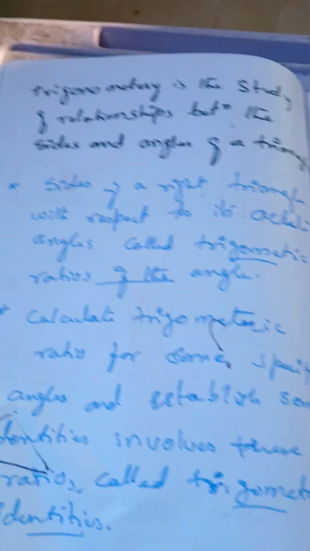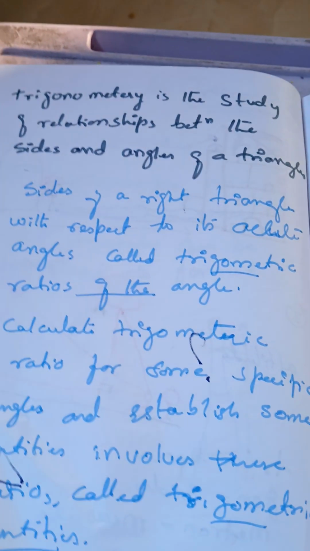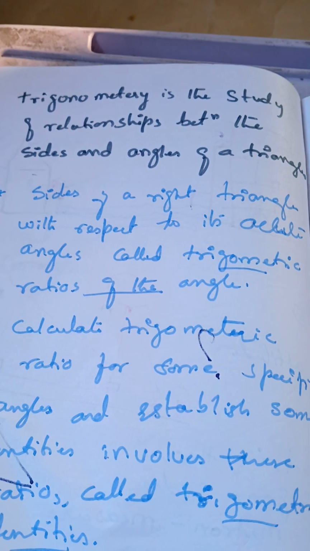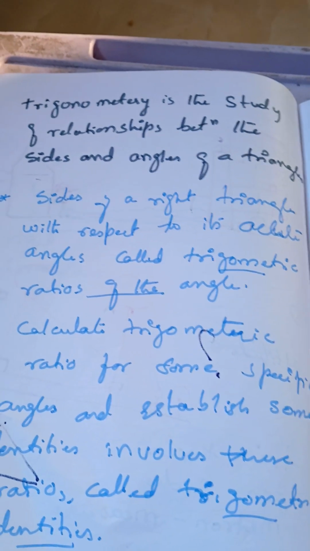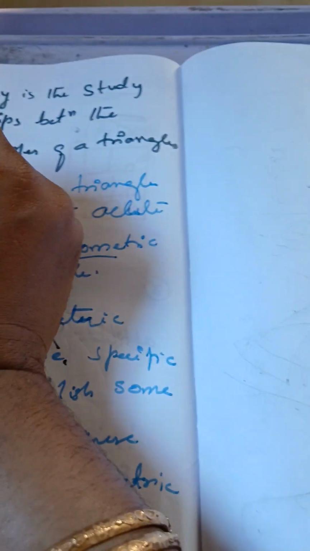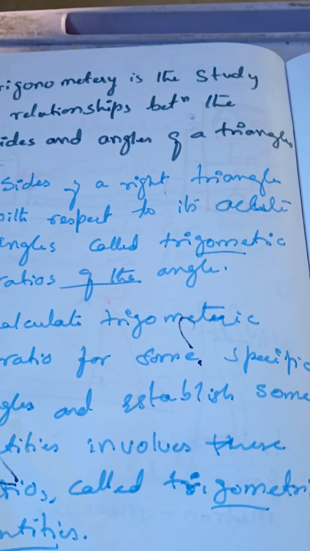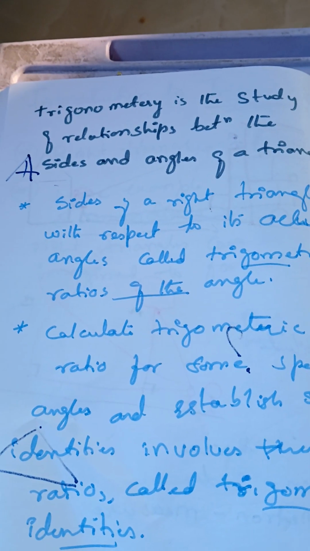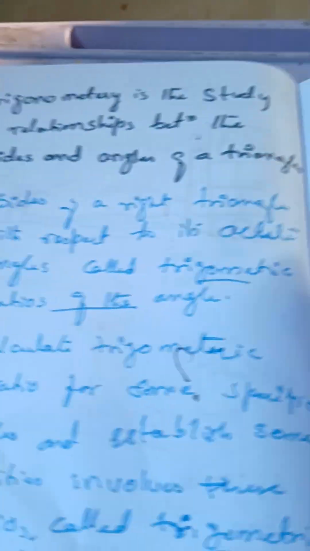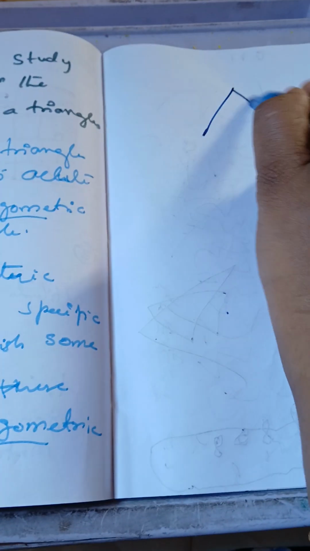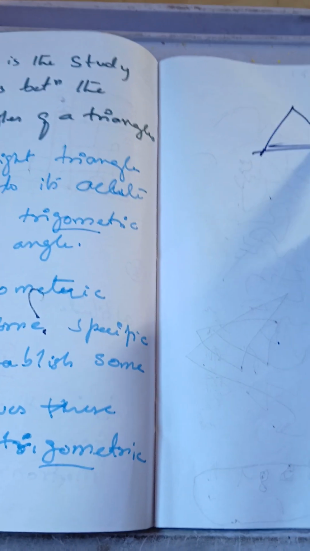So here we will see what trigonometry is. Trigonometry is the study of the relationship between the sides and angles of a triangle. If you imagine a triangle, it measures the sides and angles of a triangle. Suppose you imagine a triangle, okay, like this is a triangle.